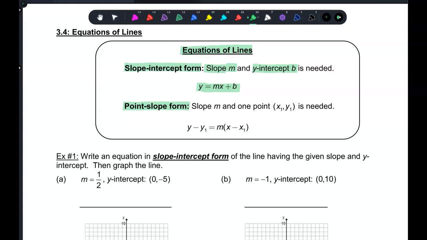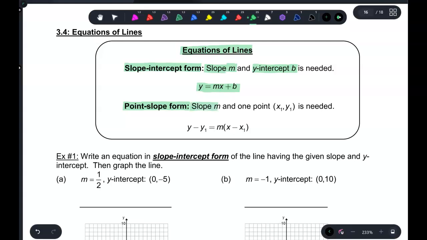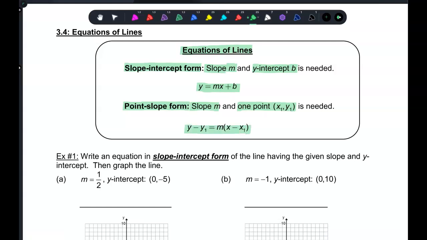Point-slope, in its title, there are two things that we need. One is the slope, and the other is a point, which is x1, y1. So here is our form. It's y minus y1 equals m times x minus x1.